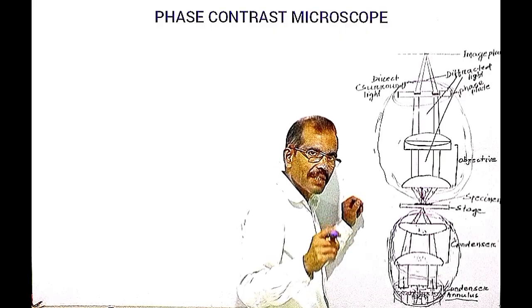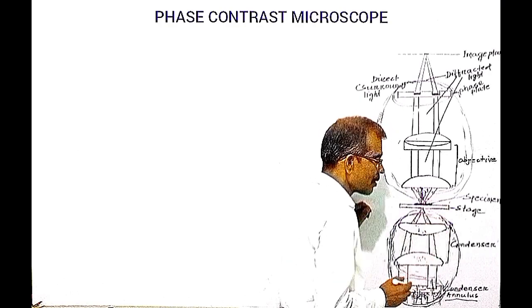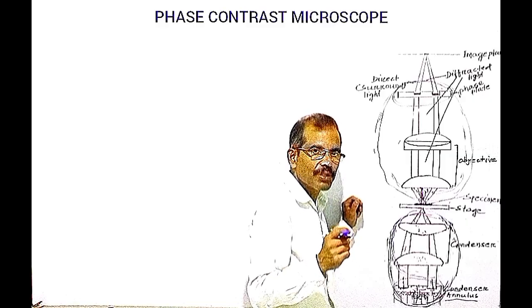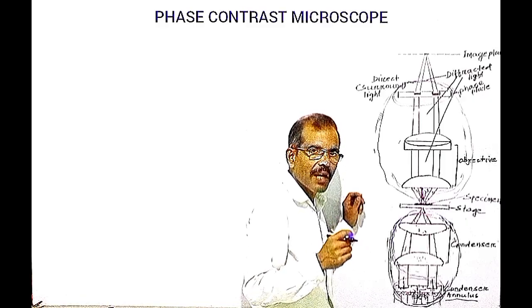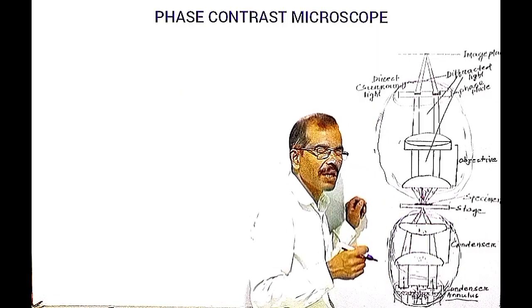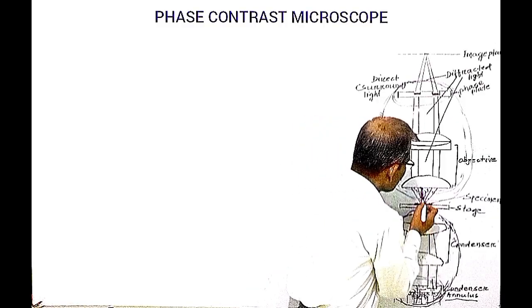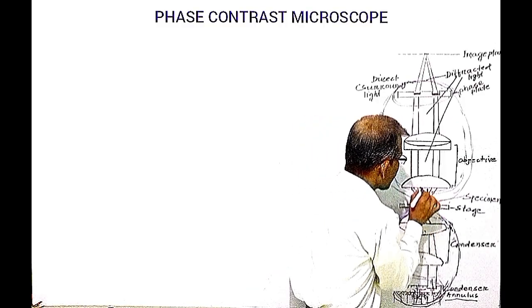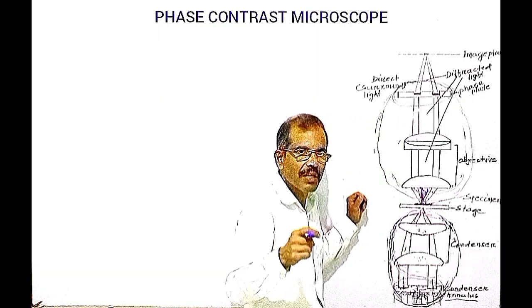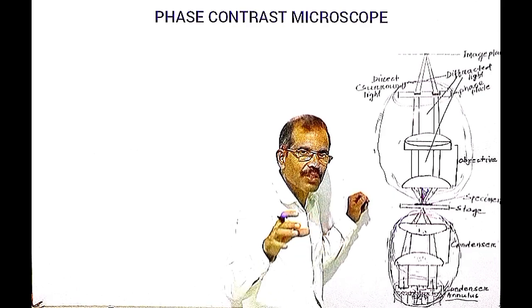Because the thickness and the refractive index of the specimen are higher than its surroundings, the light passing through the specimen is retarded by approximately 90 degrees. Retarded means the waves slow down. As a result, its speed, amplitude, and brightness decrease. So the light passing through the specimen is refracted in different directions depending on the optical density and the refractive index of different structures that are present within the specimen.